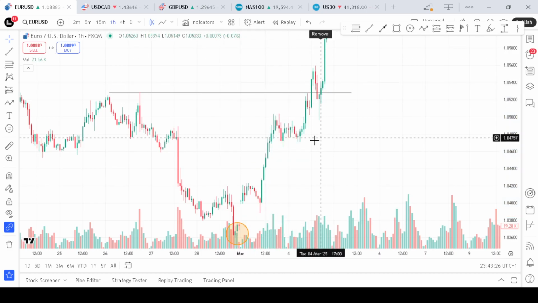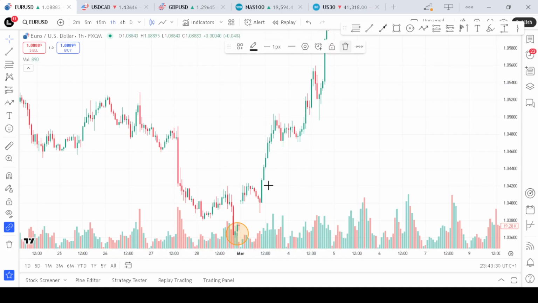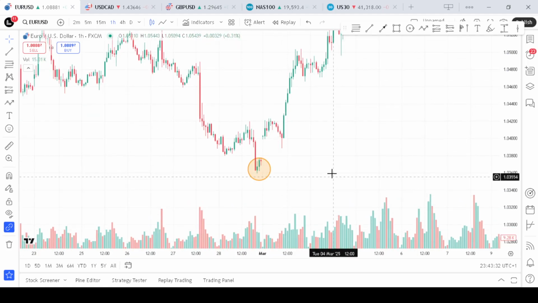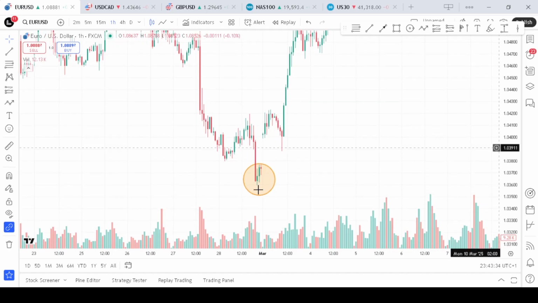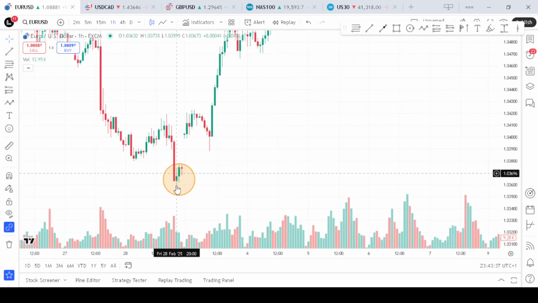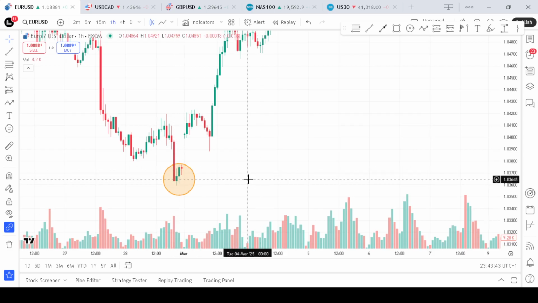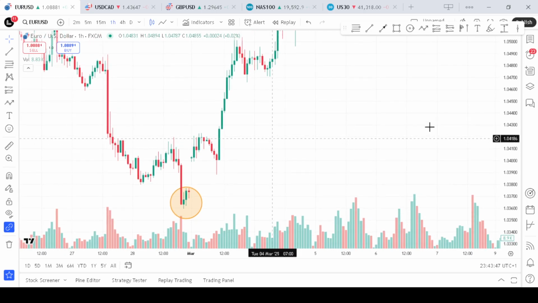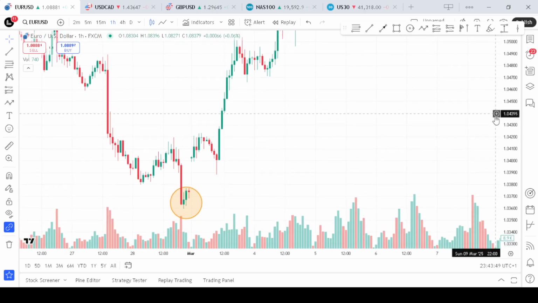Now let's see how we can take the inverse hammer pattern. And as we can see, I can spot an inverse hammer pattern in this area. This is an inverse hammer pattern. We start by looking for a similar case to the hammer. We have to wait for a confirmation.